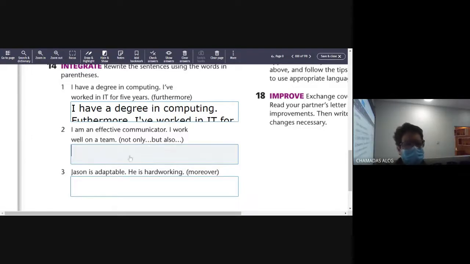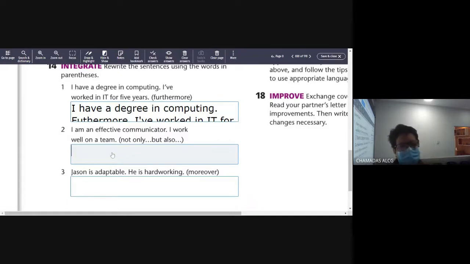Okay, can we check? Professor, como que ficaria a primeira se tivesse que colocar not only and put it also? So then you would have to use the question format. You would say, not only do I have, you have to use do, okay? Not only do I have a degree in computing, but I've also worked in IT for 5 years. Okay, you're welcome.